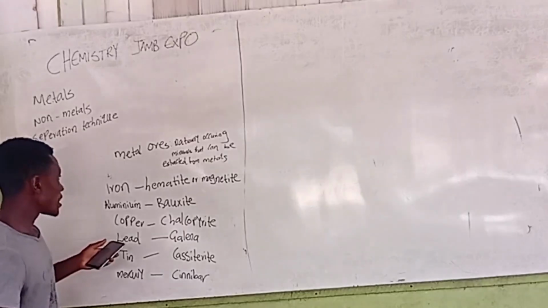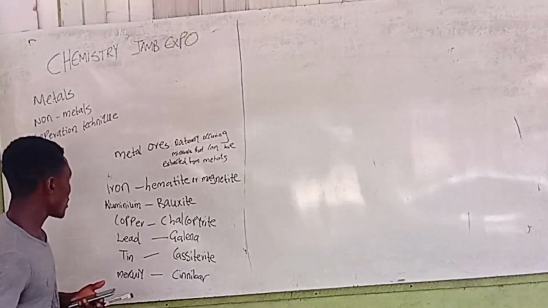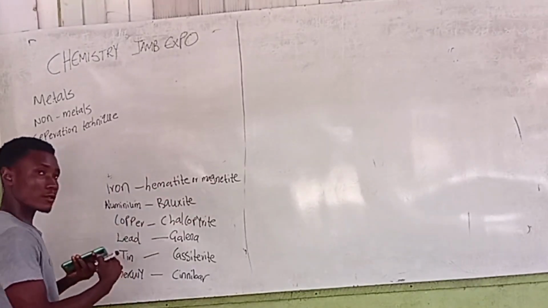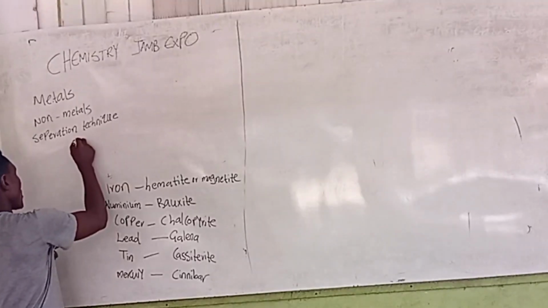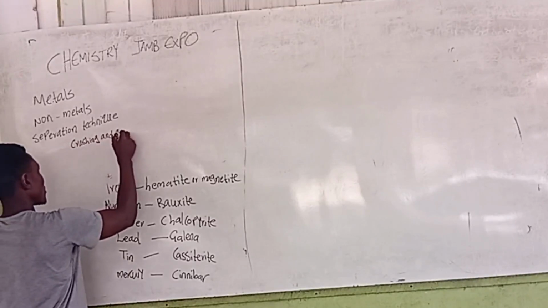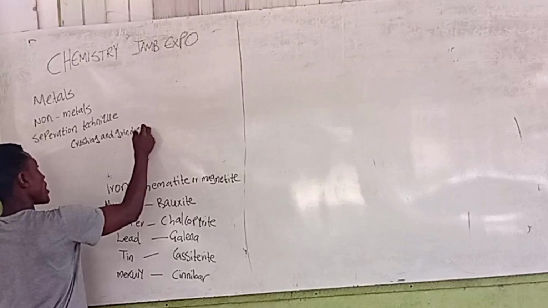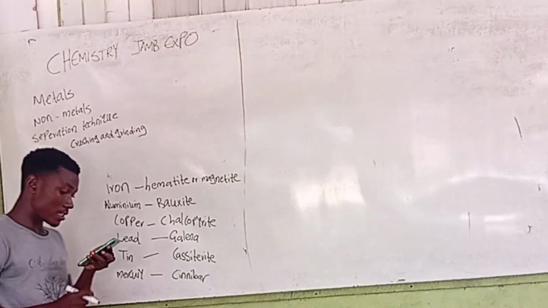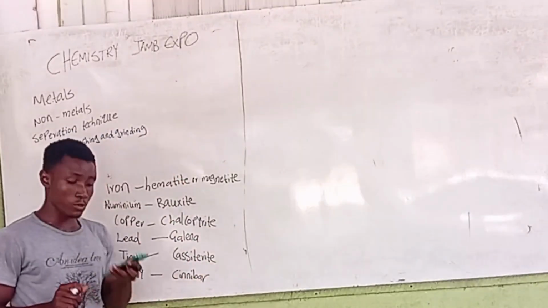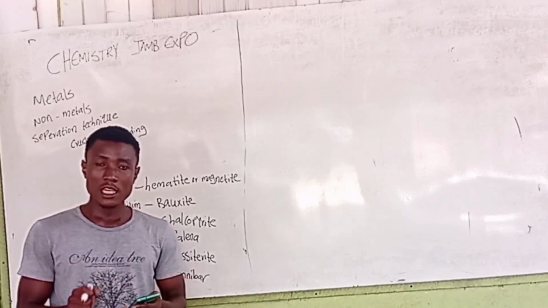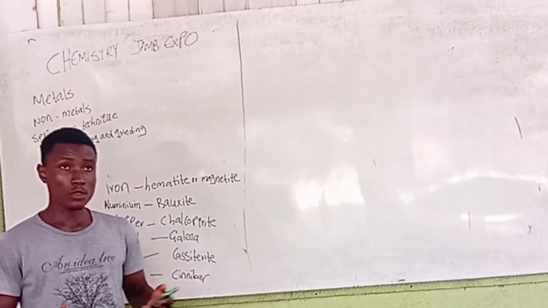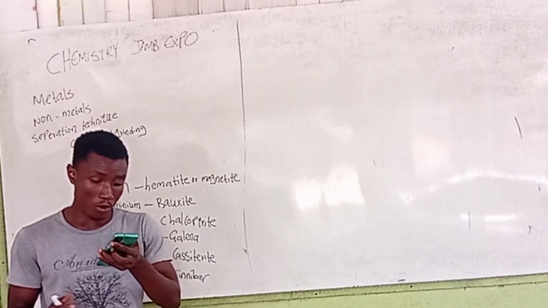So the first way these metals are extracted is that the ores are crushed. We say crushing and grinding. That is the first step. The ores are broken down into smaller pieces. This makes the process much easier for the industry to extract these metals from the ores.